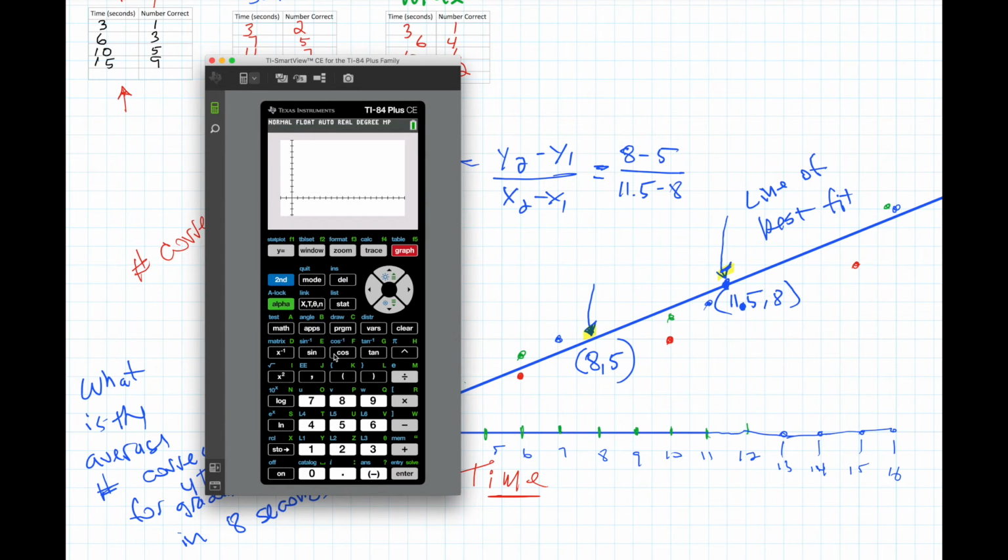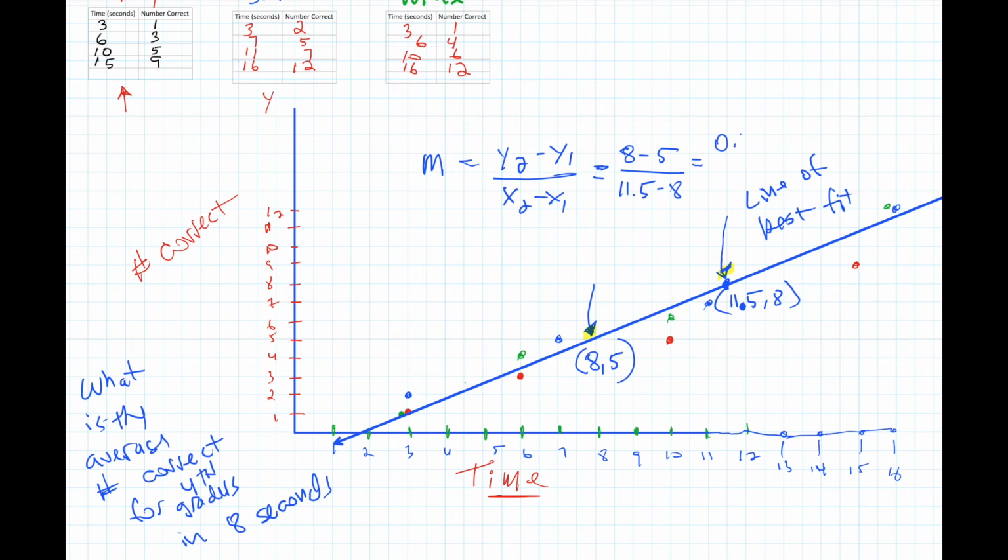So 8 minus 5, that's 3, over, and I'm going to put the bottom part in parentheses so nothing messes up, 11.5 minus 8. Tell me what you get. Okay, and keep on going. Yeah, so 0.857. From there what you can do is just write down y equals mx plus b.